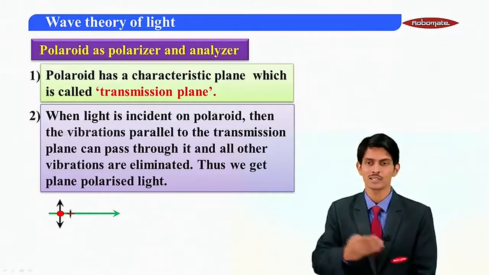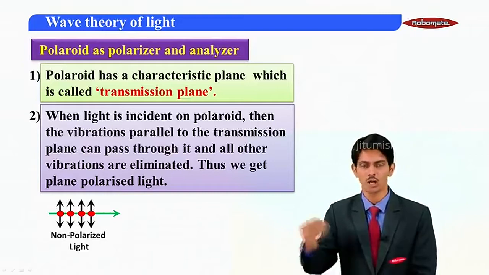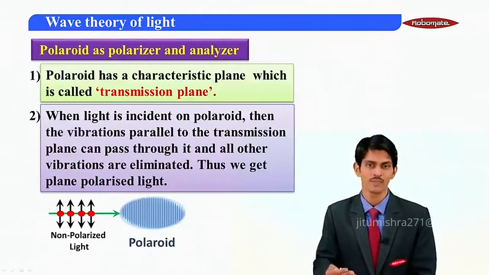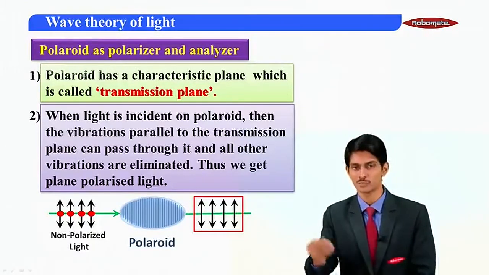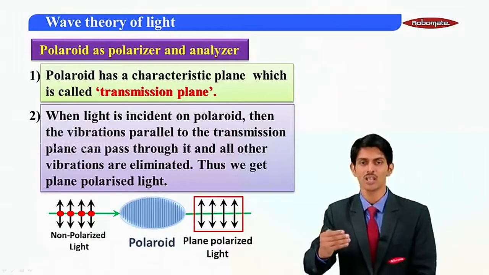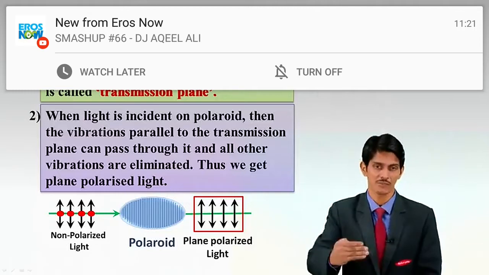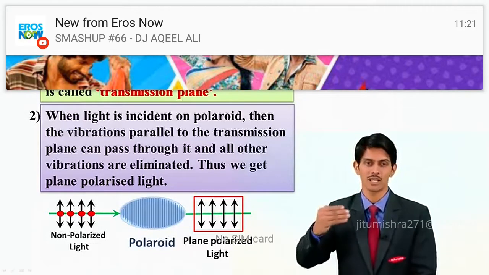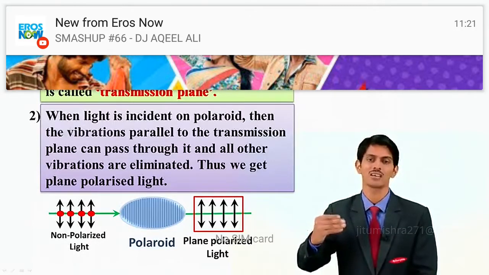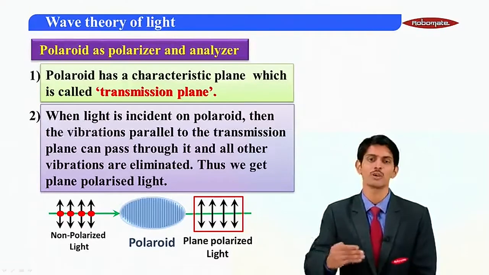Let us consider this as unpolarized light. When this unpolarized, or non-polarized, light passes through this Polaroid, we get this transmission plane. This red plane indicates the transmission plane, in which there are vibrations of plane polarized light. In this case the vibrations of the electric field are confined to a vertical plane only, and all other vibrations of light are restricted, so they are eliminated. So finally it is doing the process of polarization.